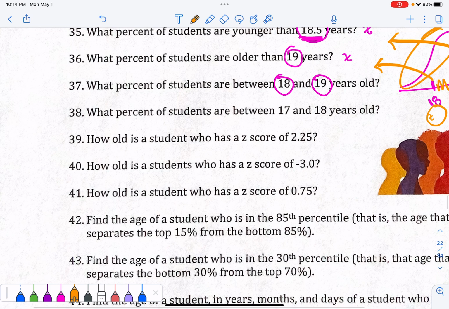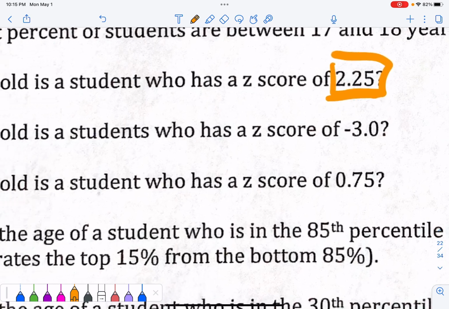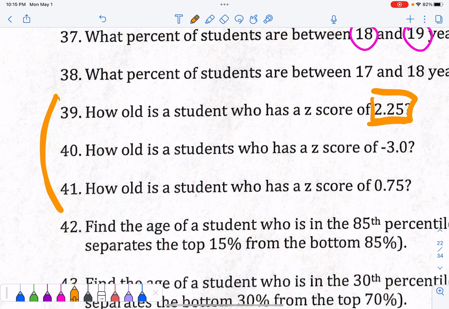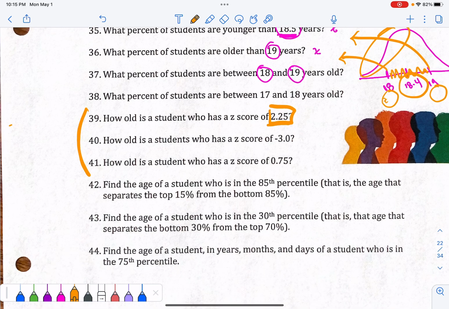How old is a student who has a z-score of 2.25? 2.25 means they're much older than 18.4 years old, but how old? These 3 are going to be calculated this way. I know to calculate z, you do x minus x bar, and you divide by the standard deviation. If we're using 18.4 as the average and 0.5 as the standard deviation, and they have a z-score of 2.25, I'm trying to solve for x.